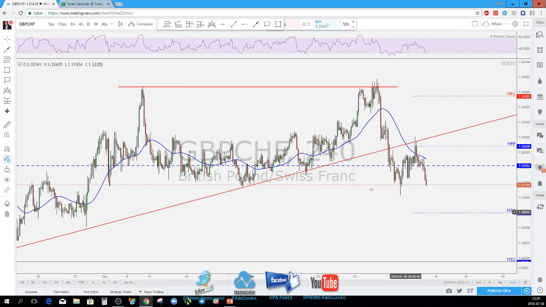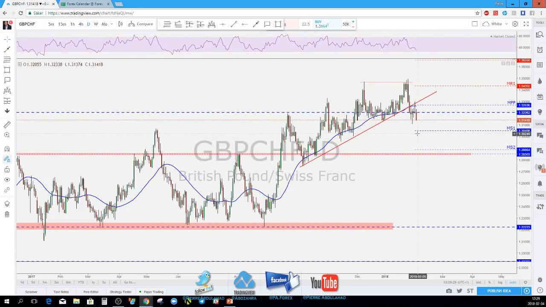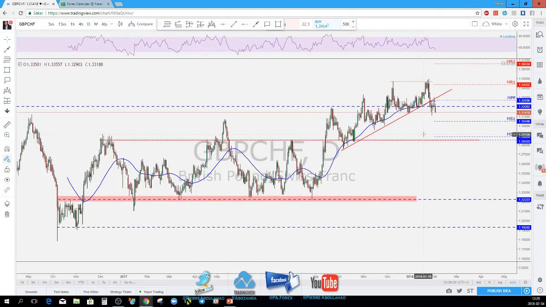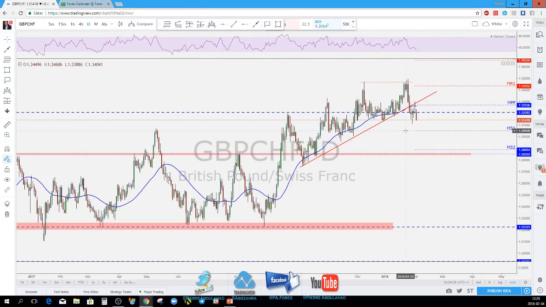Yeah, so I'm expecting this to move toward monthly S2 at least, or even lower toward S1, or even lower toward S2 as well. For that to happen, if you are holding a short, you want to see, of course, this previous low broken, and if that happens, then as you see, there is much room to the downside.